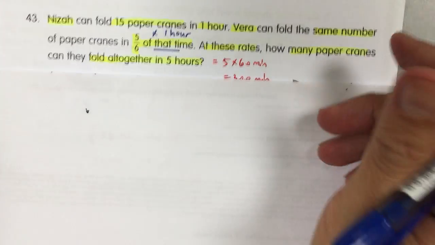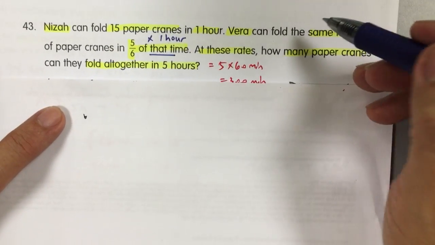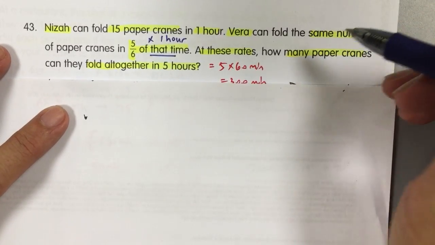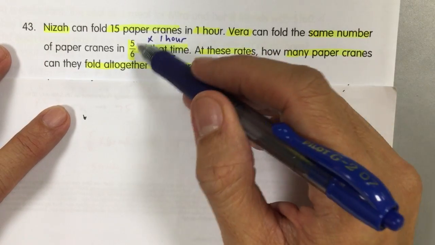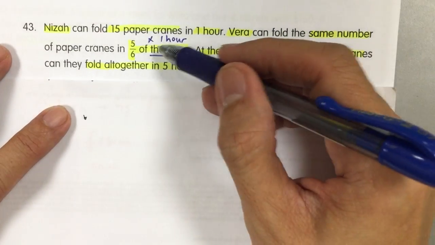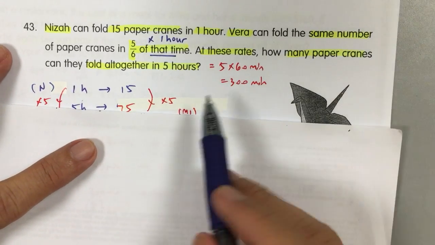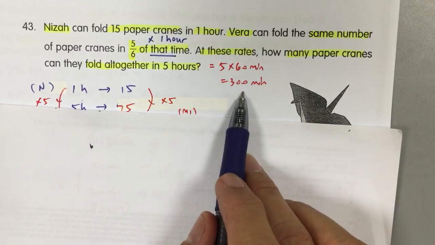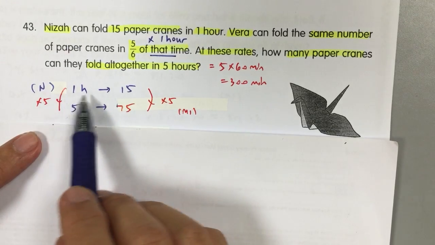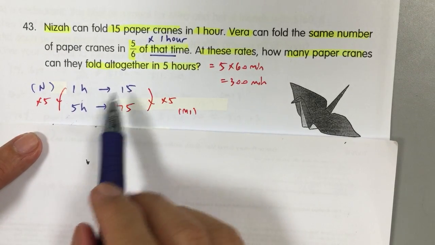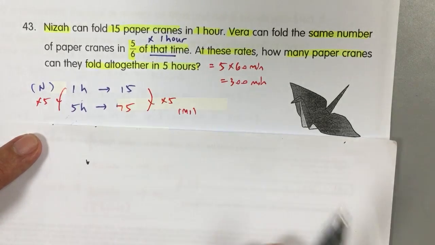Nisa can fold 15 paper cranes in 1 hour. Vera can fold the same number of paper cranes in 5/6 of that time. That time is 1 hour, so you take 5/6 times 1 hour. This will be 50 minutes. At this rate, how many paper cranes can they fold altogether in 5 hours? 5 hours is 5 times 60, 300 minutes. Nisa, 1 hour 15 paper cranes. 5 hours, times 5, can make 75 paper cranes.